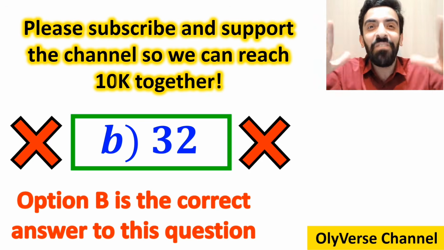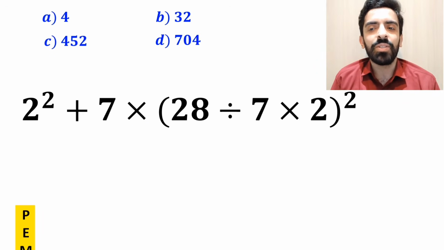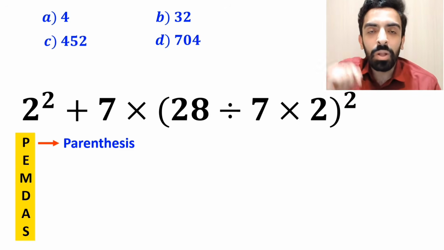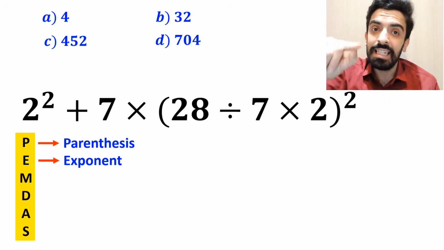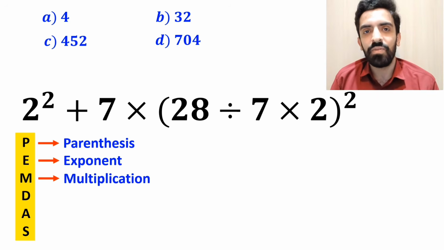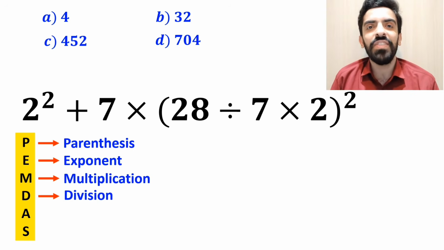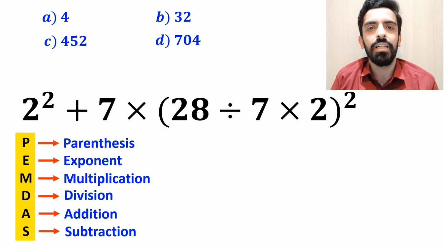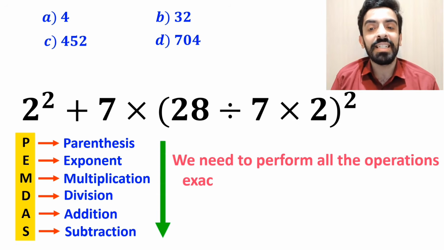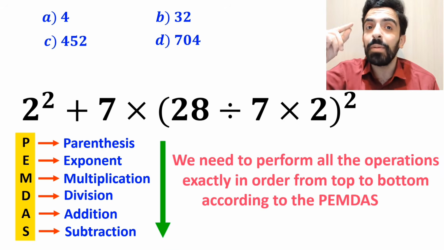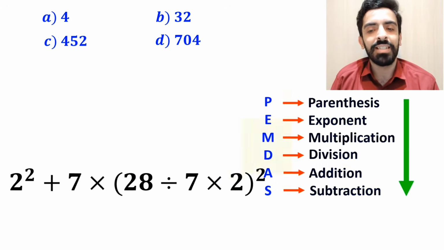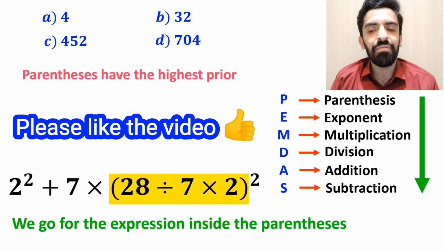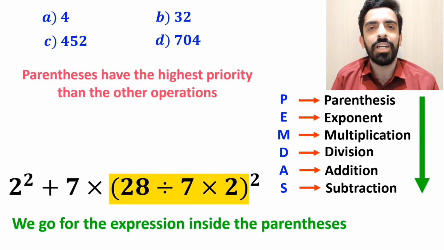However, that's definitely wrong. To solve this question, we must carefully follow the PEMDAS rule step by step. In this rule, P stands for parentheses, E stands for exponent, M stands for multiplication, D stands for division, A stands for addition, and S stands for subtraction. We need to perform all the operations exactly in order from top to bottom according to the PEMDAS rule. So, first we go for the expression inside the parentheses, because parentheses have the highest priority among the other operations.